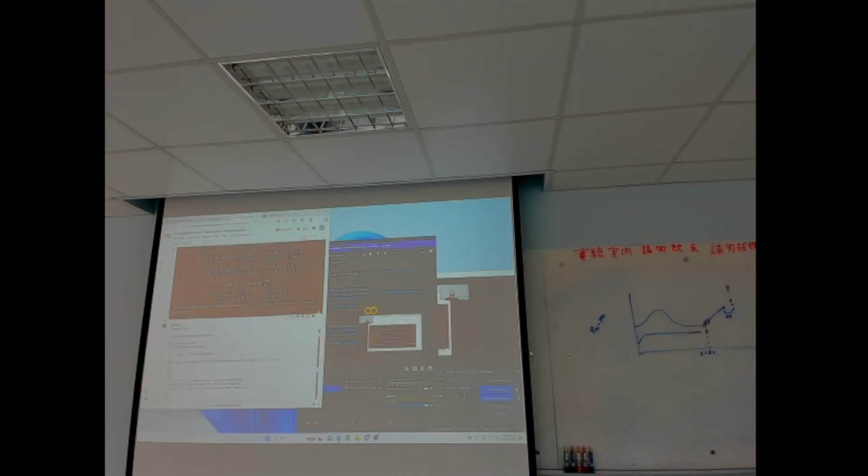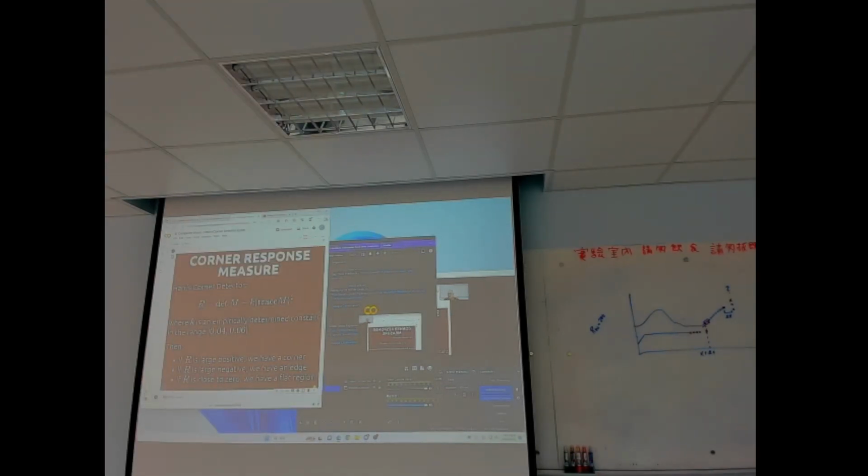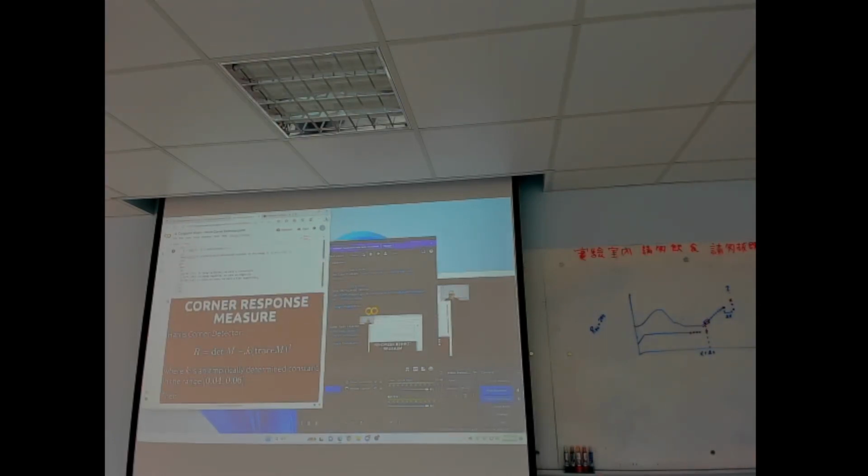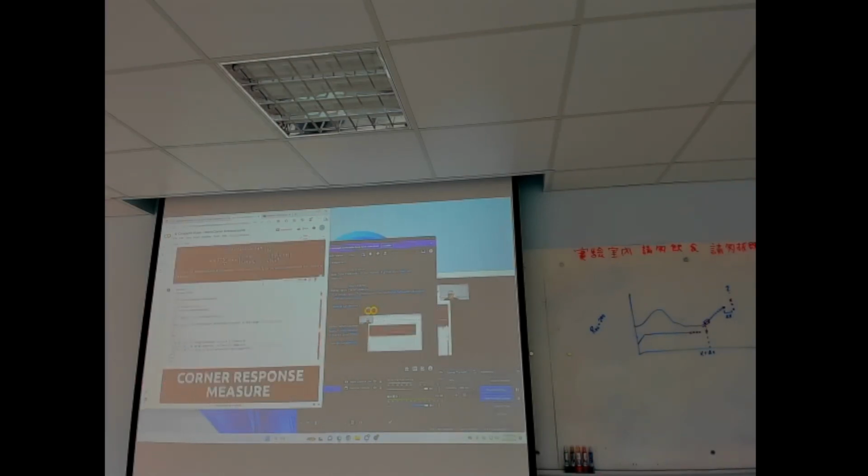Now Harris proposed the following corner detector. The determinant of this matrix M, subtract from it some small constant k times the trace of M squared. And k is some constant that you can tune. The range is in the range of 0.04 to 0.06. And that's our corner detector R.